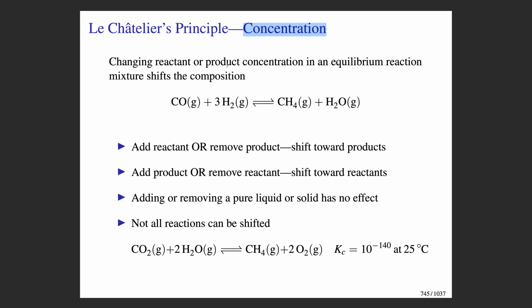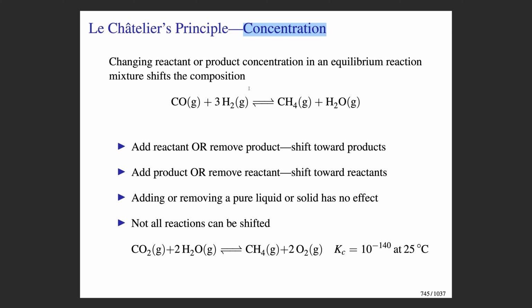Whenever you change a reactant or product concentration for a system that's in equilibrium, this causes the equilibrium composition to change. We say that the reaction shifts. And so a shift towards the products means that the amount of products will increase and the amount of reactants will decrease. If we shift to the reactants, that means the amount of reactants will increase and the amount of products will decrease.